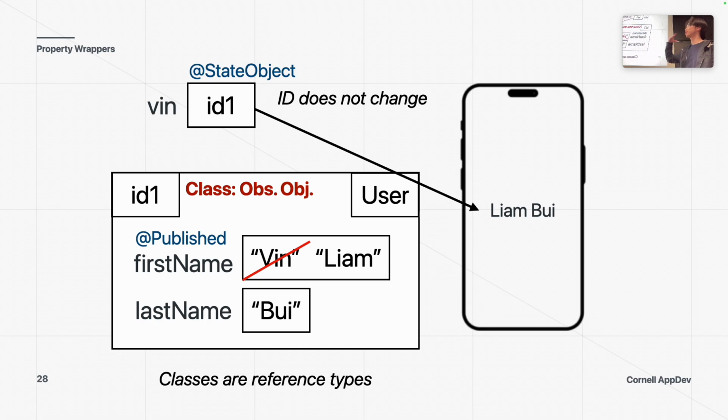So how does the diagram of that work? Well, I now mark this property with @Published. Now I change my first name from Vin to Liam. That view automatically gets updated because this class now conforms to ObservableObject, and the @State property wrapper gets changed to @StateObject. So it's observing some observable object, and it's observing its @Published properties. So now the ID doesn't change, but it's still able to update its views automatically.